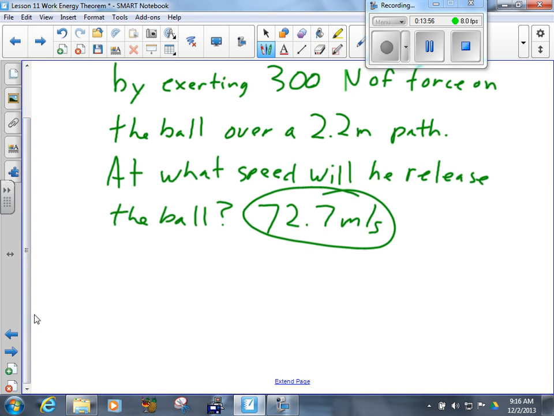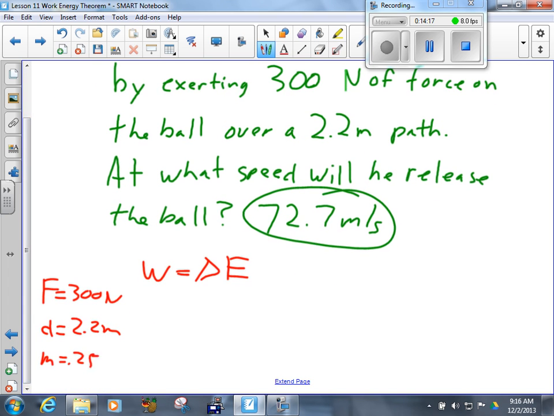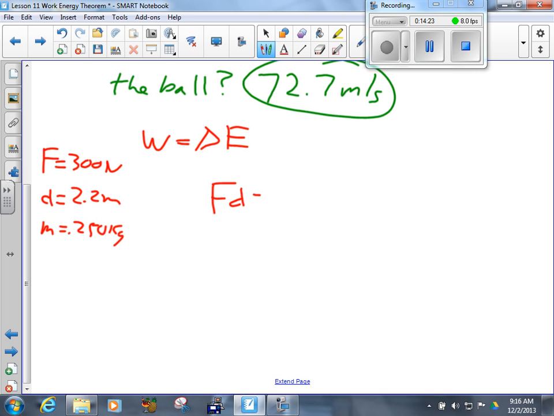All right, so again, we have to go back to this. Work is a change in energy. That's what it's always going to come down to. So our givens are this. We have a force of 300 newtons. We have a distance over which it was exerted of 2.2 meters. And we know that the mass of the ball is 0.250 kilograms. So work is a change in energy. Force times distance equals 1/2 times the mass of the baseball times the final speed of the baseball squared minus 1/2 times the mass of the baseball times the initial speed of the baseball squared.